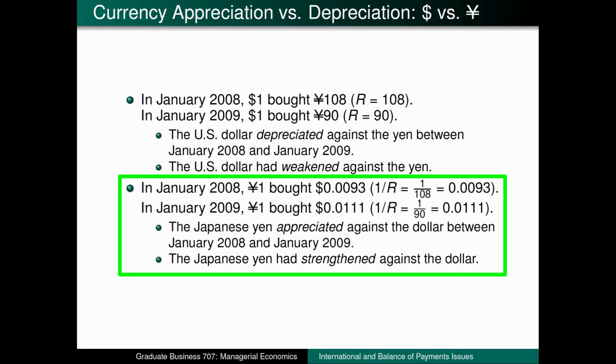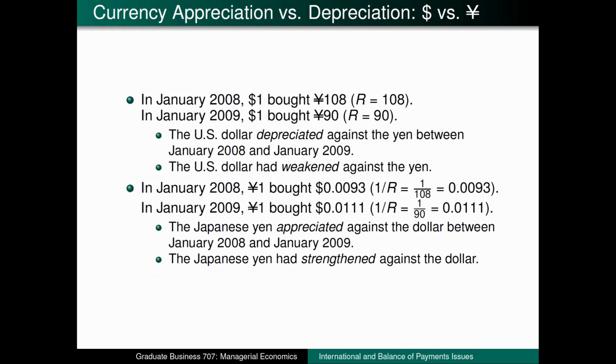Since 1 Japanese yen can buy more US dollars, or in this case, less than 1 cent in January 2008, but just over 1 cent in January 2009, then the Japanese yen indeed appreciated during this time period. A weaker American dollar necessarily means that the other currency got stronger.